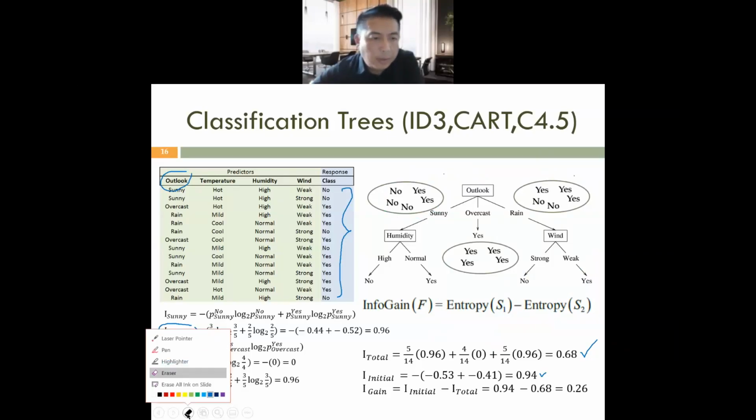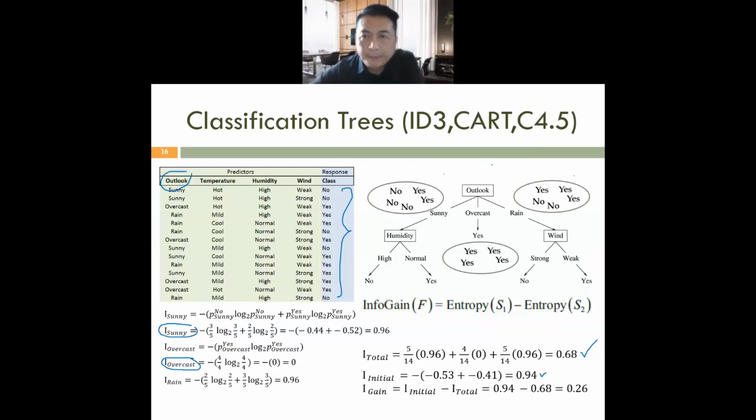Of course your data will be here. So basically before you split, how many no do you have? 1, 2, 3, 4, 5. So you have 5 no and 9 yes. Okay.